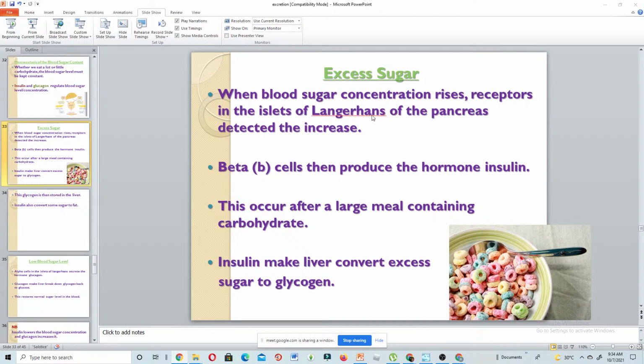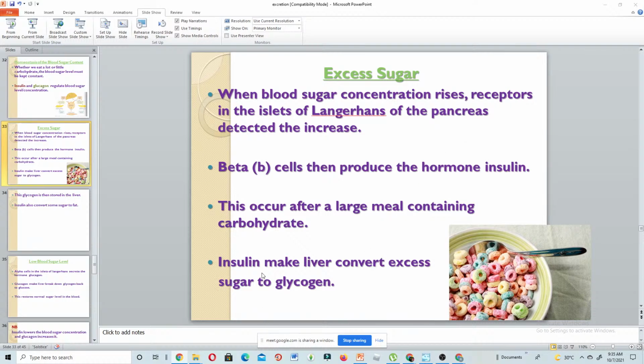Right, so when blood sugar concentration rises, the receptors in the islet of Langerhans of the pancreas detect it, and I explained that on the diagram. So the B cell, what is known as the beta cell, the B cell that I saw on the diagram a while ago, the B stands for beta, so they are saying that the beta cell will now produce the hormone insulin. So this occurs after a large meal containing carbohydrate, and that is why I used lunchtime or breakfast a while ago. If you consumed a lot of carbohydrate or glucose, that is when that process will take place.